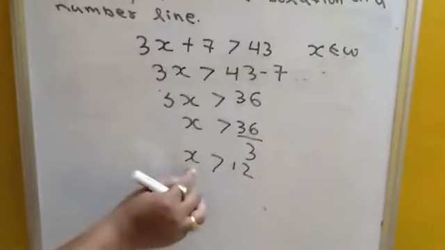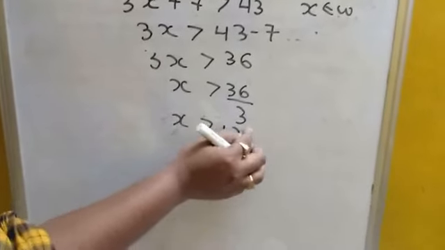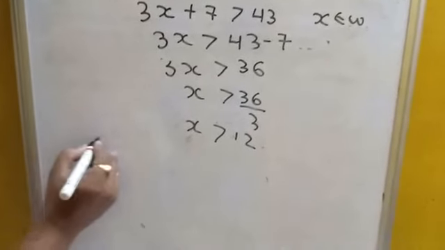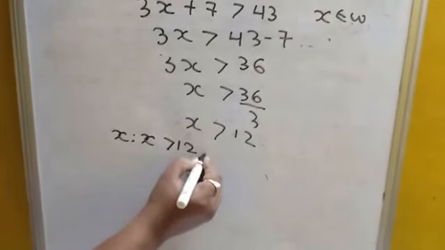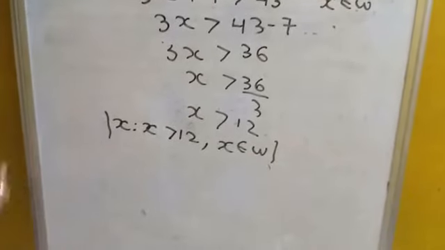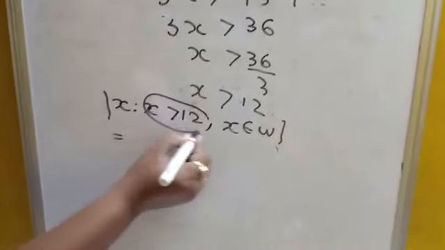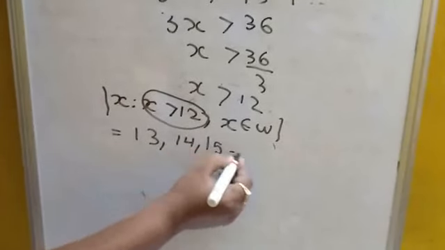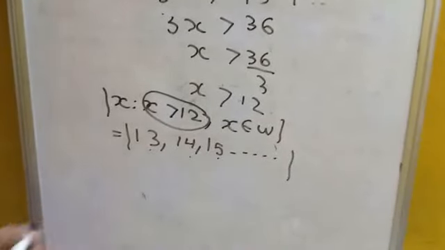This is written as x greater than 12. How can you write the solution set of x greater than 12? Solution set equals the set of x such that x greater than 12, x belongs to W. Here x greater than 12 means 13, 14, 15, and so on will come.